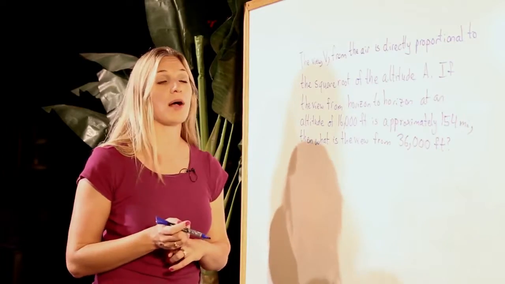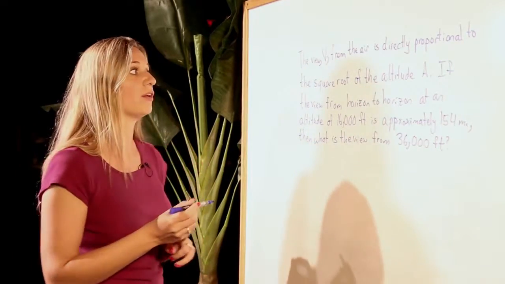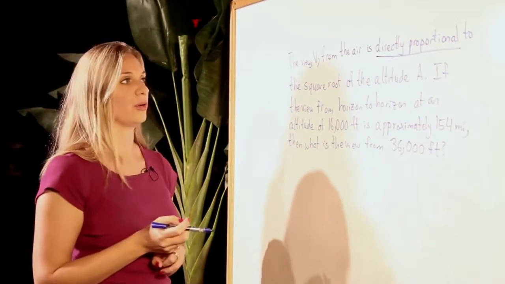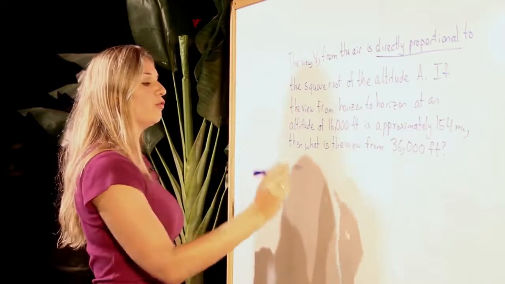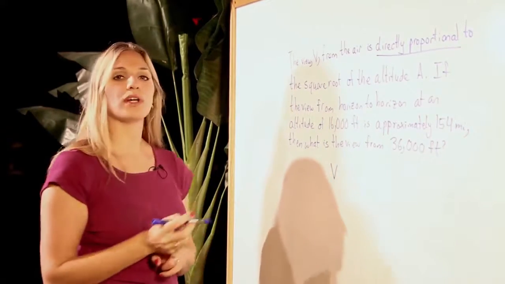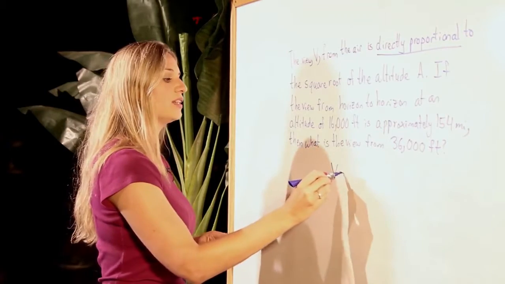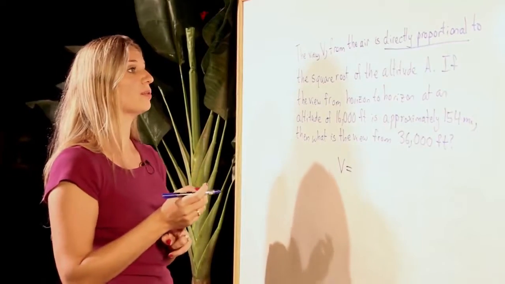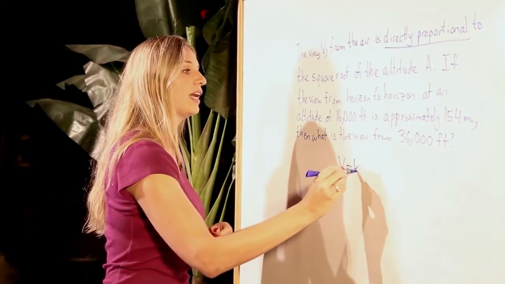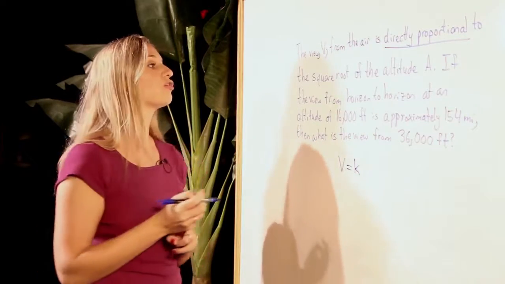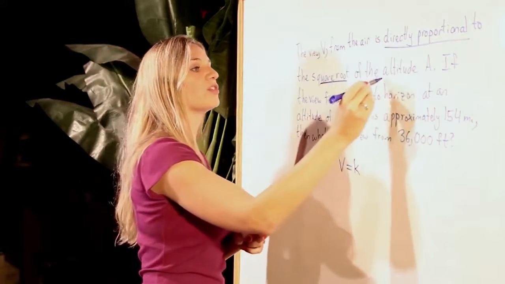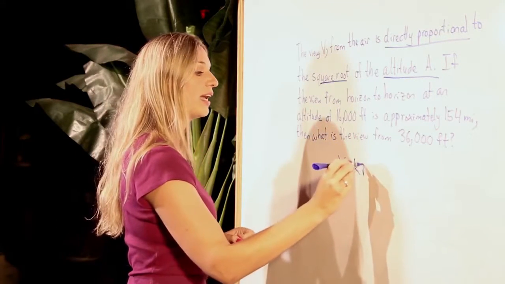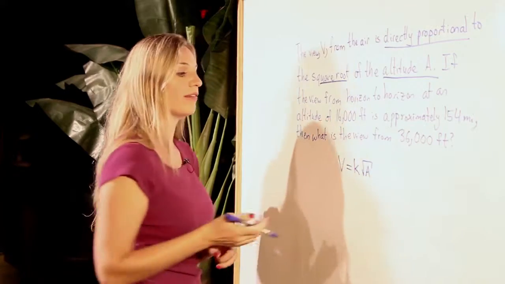In order to solve this problem, we first need to set up our variation model. The key here is the words directly proportional to. So the view v is directly proportional to... "is" will indicate equals. Anytime we see direct variation, we will want to multiply. So we will have our constant k, and we see that we are directly proportional to the square root of the altitude a. So our equation becomes v is equal to k times the square root of a.